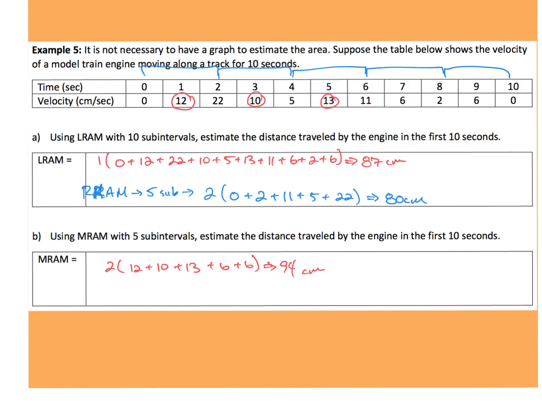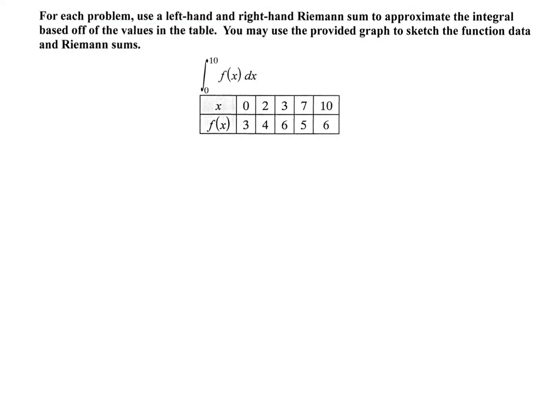All right. So I'd like you to draw up this little table. We have a table of values, x values, f of x values. And then I need to approximate my integral using a left hand and a right hand Riemann. So the first one we're having is a left hand Riemann.